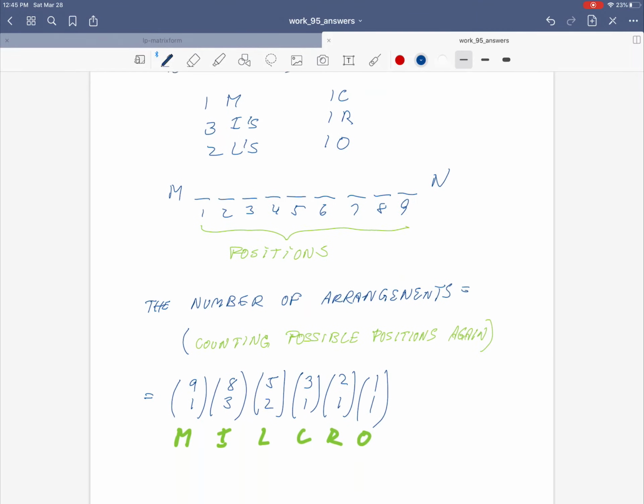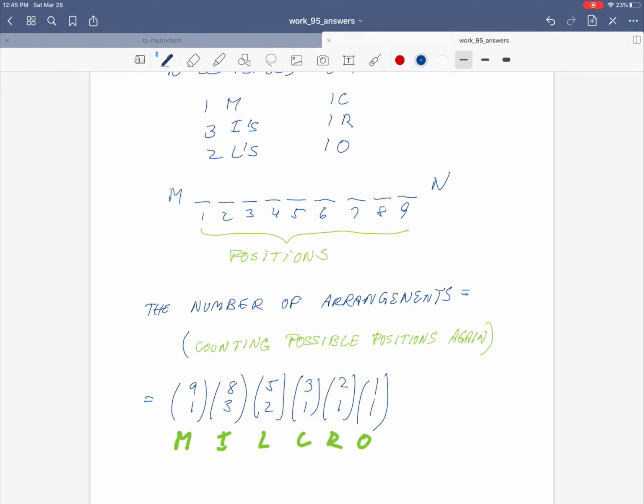So the number of such arrangements is 9 choose 1, choosing 1 position for M out of the 9. When we place M, we have 8 open positions. We choose 3 for placing I. Then that leaves us with 5 open positions. 5 choose 2 for placing L's. That leaves us with 3 open positions. 3 choose 1 for placing C. 2 choose 1 after that for placing R. And then we have just 1 slot open, so 1 choose 1, that 1 slot for placing O. So again, the product of the binomial numbers at the bottom of the slide is the answer that gives you the count.